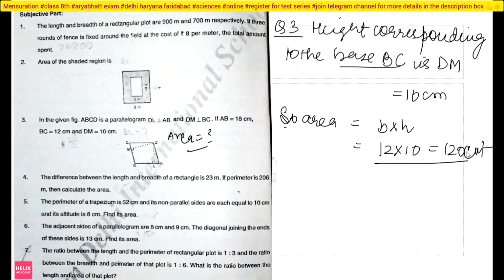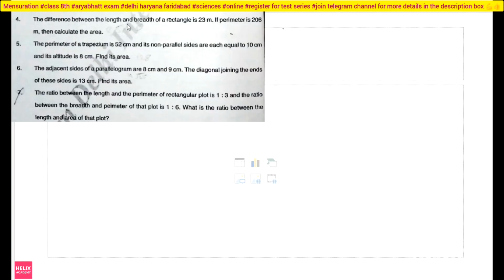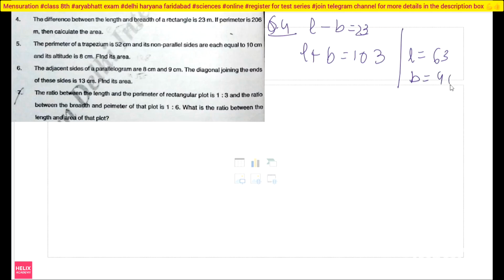Question number 4, the difference between the length and breadth of the rectangle is 23 meter. So the equation will be L minus B is equal to 23 and L plus B will be 103. By solving these two equations, length comes to 63, breadth comes to 40. So the area will be 63 into 40, which is 2520 meter square. Good.